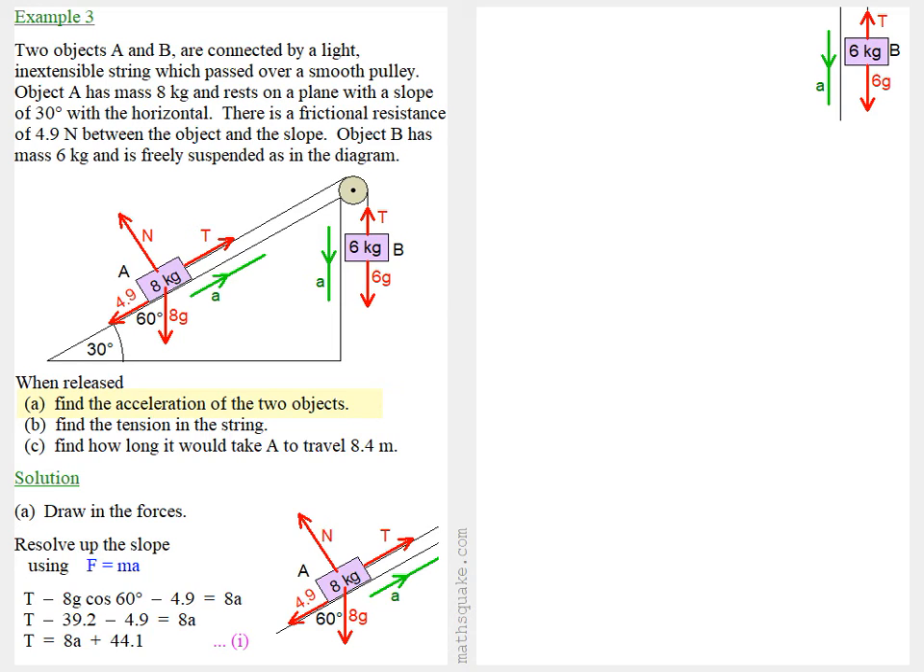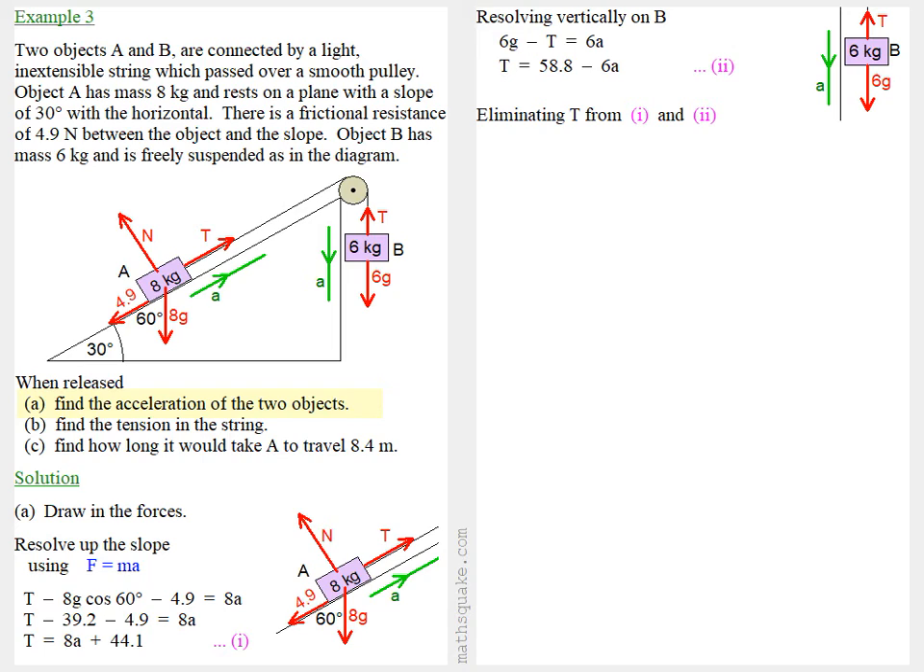Now, if we look at particle B on its own, we can resolve vertically down, and we get 6g minus T equals 6a, which we can rearrange as T equals 58.8 minus 6a. We can call that equation 2.